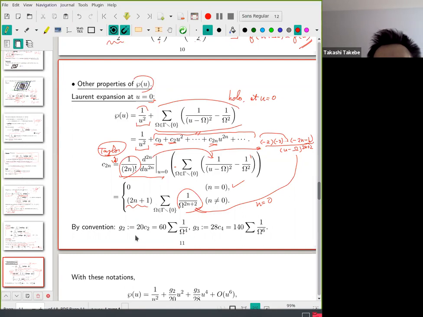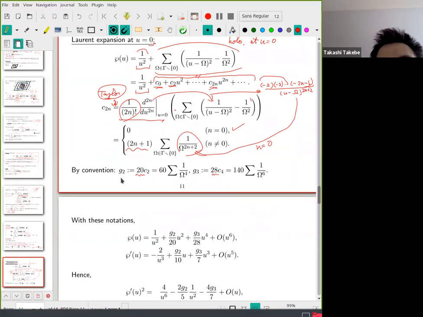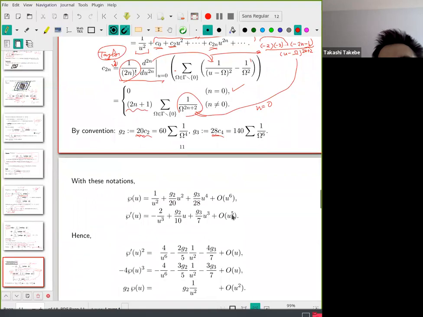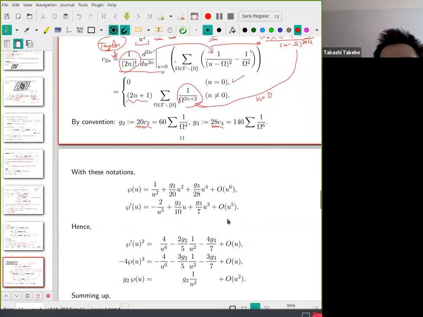Well, for later use, we multiply some very strange numbers, 20 and 28, to C2 and C4. And we call this G2 and this G3. Why 20 and why 28? I shall explain now.